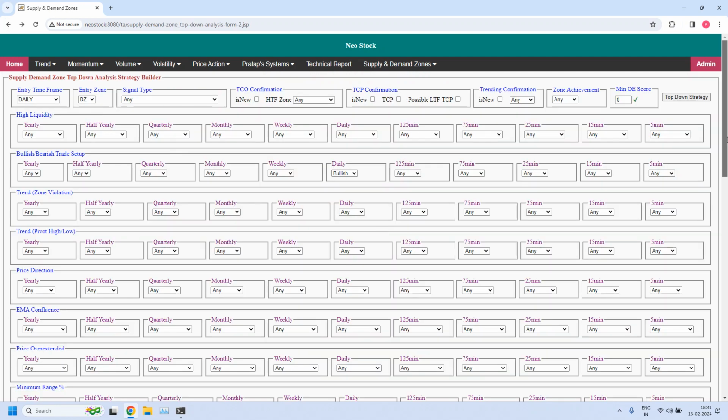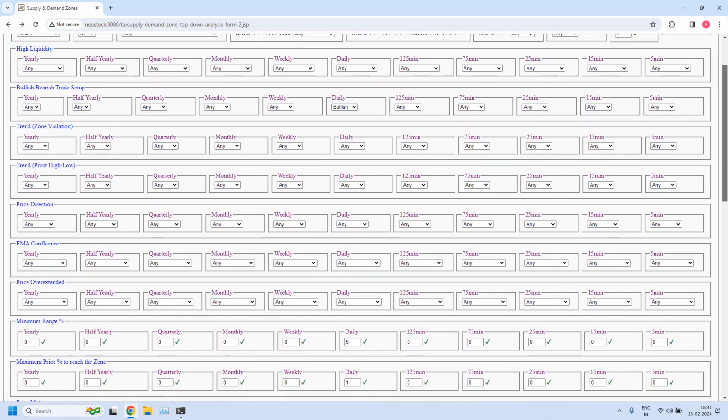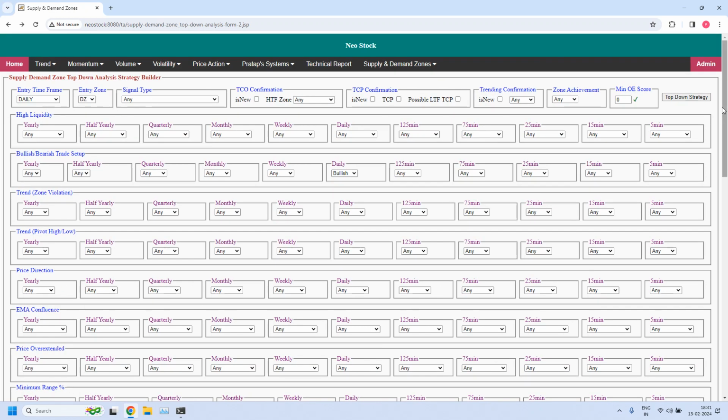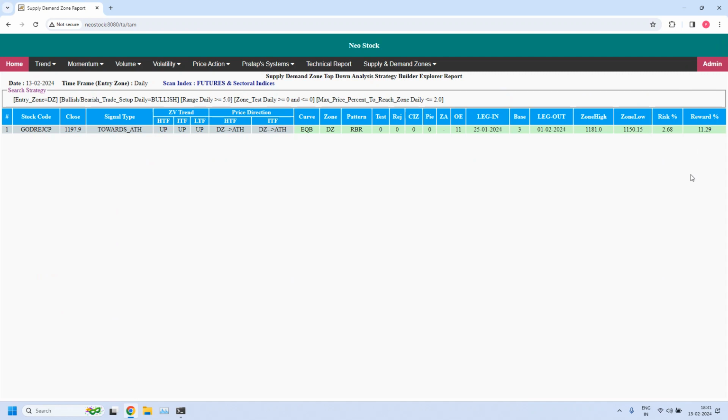So for that, what we do, let me go back and increase the percentage to 2%. Instead of 1%, let us check 2%. 2% close to the demand zone. That means if tomorrow prices fall 2%, probably they will reach the demand zone. So one stock is there. Godrej Consumer Properties.